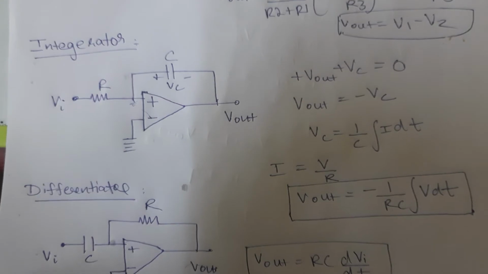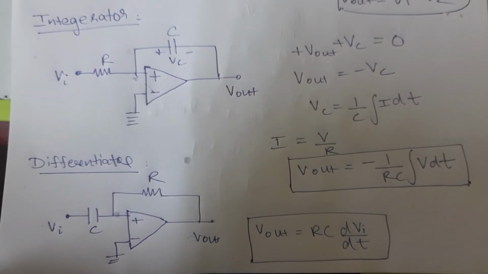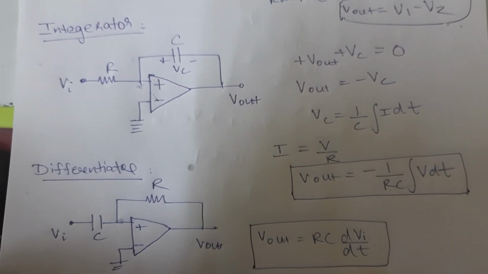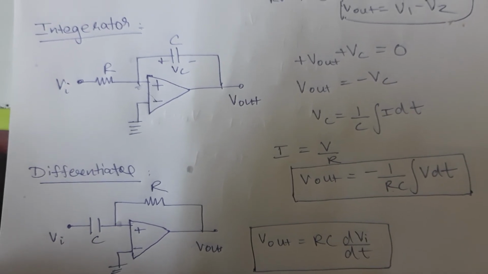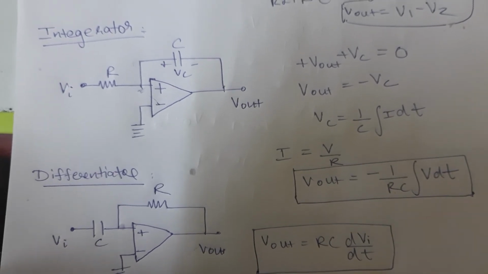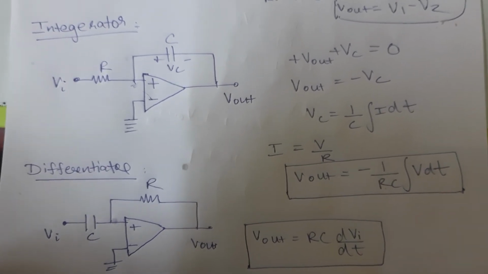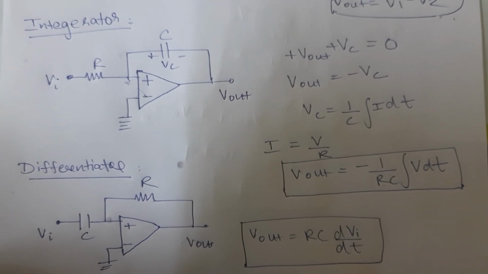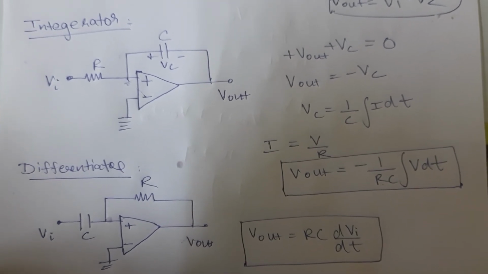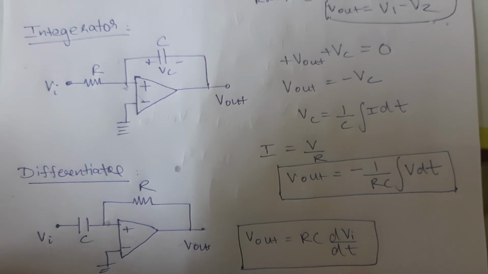Now finally, let me show you the differentiator circuit. The only difference is we have a resistor in the feedback and the capacitor at the input. And in the same way, after deriving, I will get Vout as RC dVi by dt.